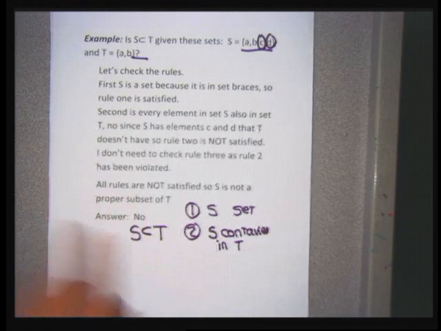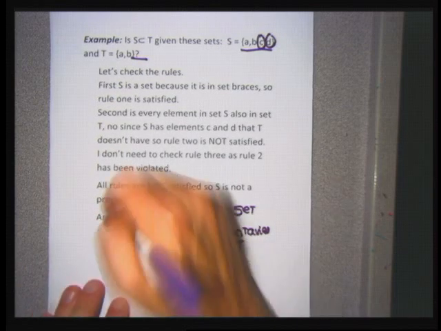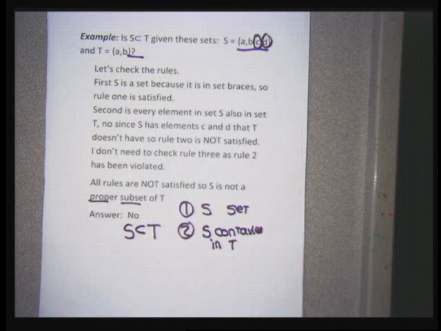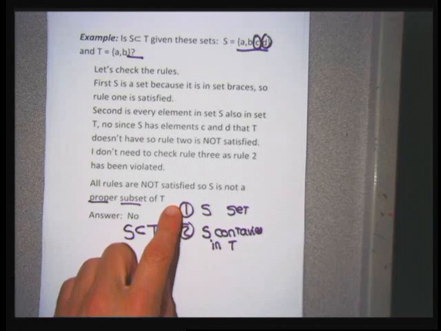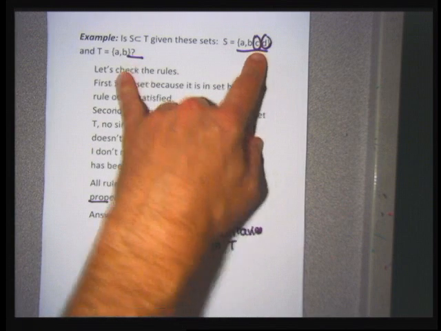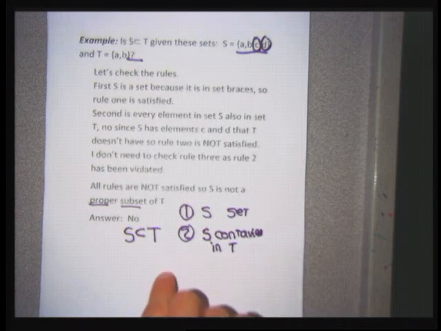All the rules are not satisfied, so the answer would be no, because S is not a proper subset of T. So once a rule gets voided, once I can look at it and say this rule is not true, I don't need to check the next one. I checked rule 1, because it was good, so I went down to rule 2, and rule 2 needs containment, don't have the containment, so I'm going to say S is not a proper subset of T.